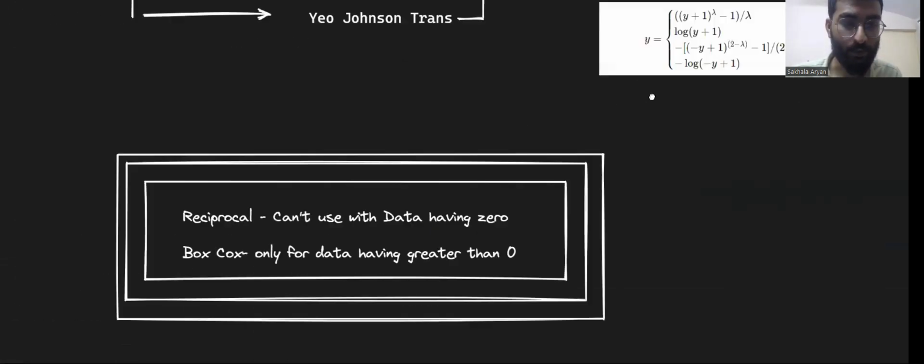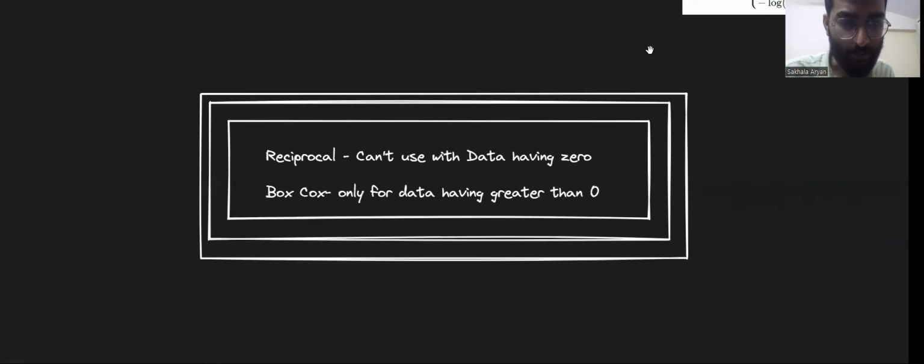Another important thing: in your reciprocal transformation, you can't have data having zero values. And in your Box-Cox, the only data which can be fit using Box-Cox transformation is data which has values greater than zero. Data having zero and negative values are not allowed in your Box-Cox. Let's see your Python implementation.